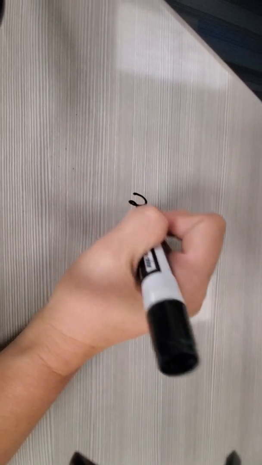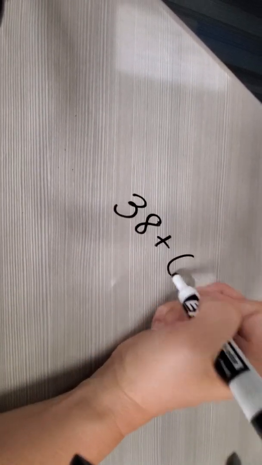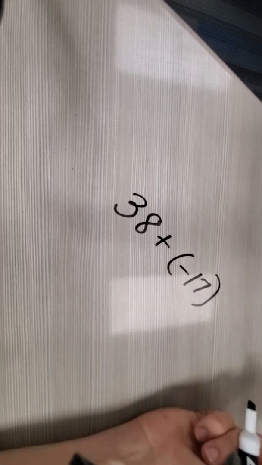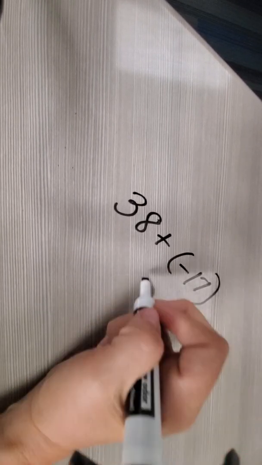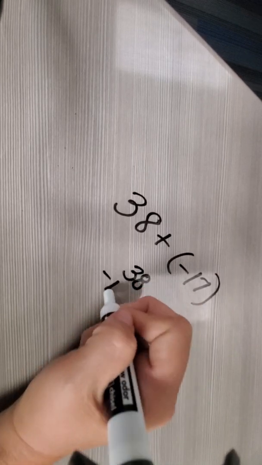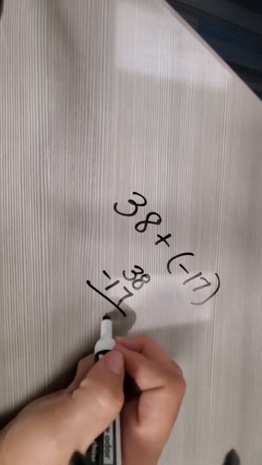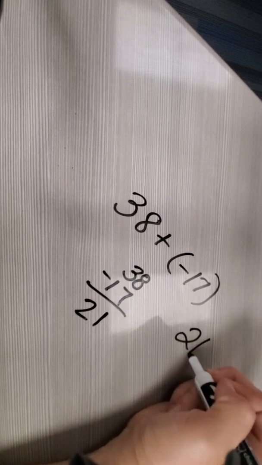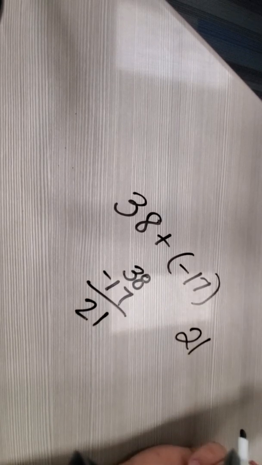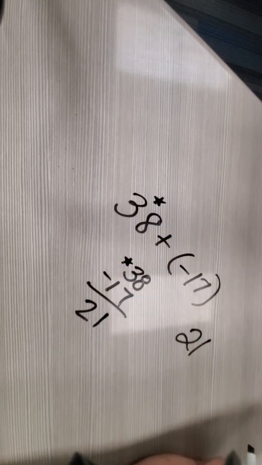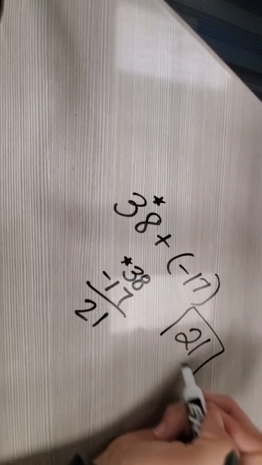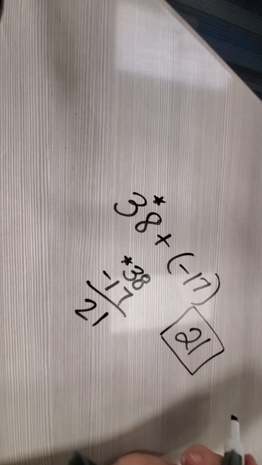What if we had 38 plus a negative 17? These have different signs. Different signs, subtract the absolute values. 38 minus 17 is 21. And take the sign of the higher absolute value. The bigger absolute value was my 38, and in my problem the 38 was positive. That means my answer is going to be positive.